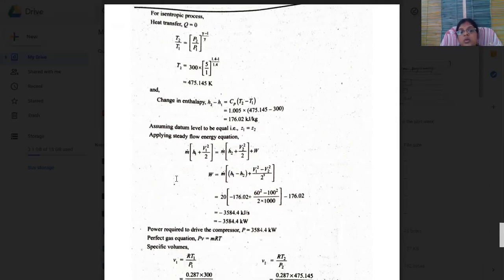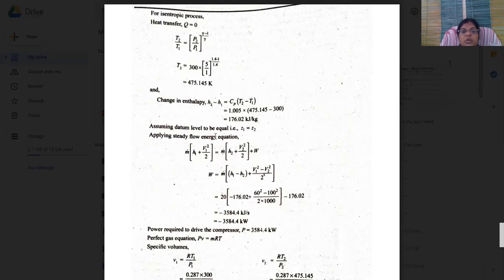Place the value of Cp as 1.005, into, we know the value of T2, substitute 475.145 minus T1, already given T1. So substitute these values, and we get the change in enthalpy H2 minus H1 is equal to 176.02 kilojoule per kg.